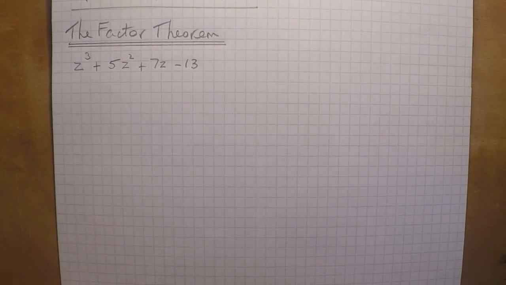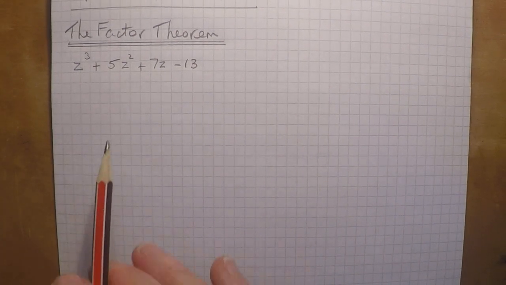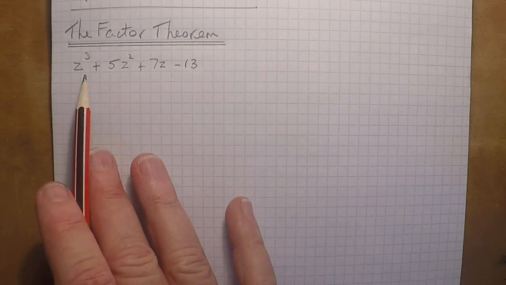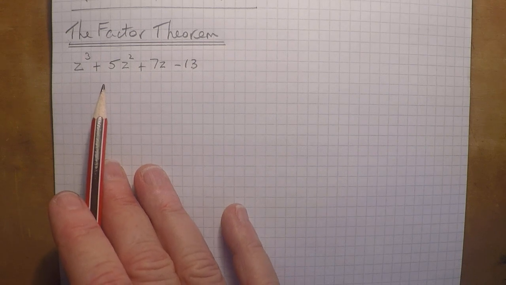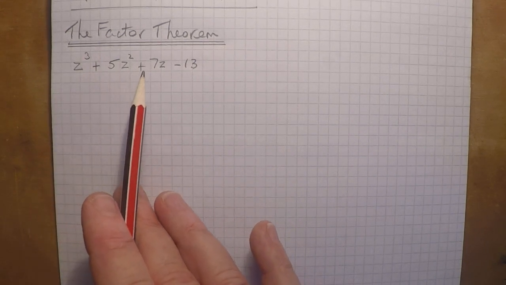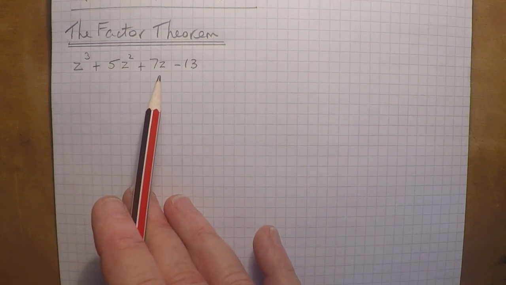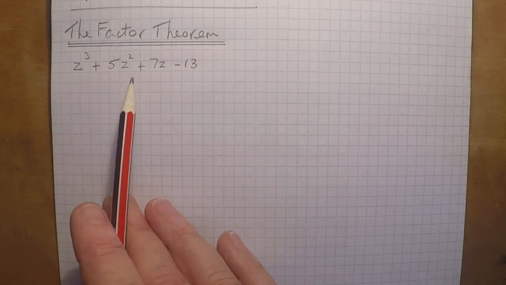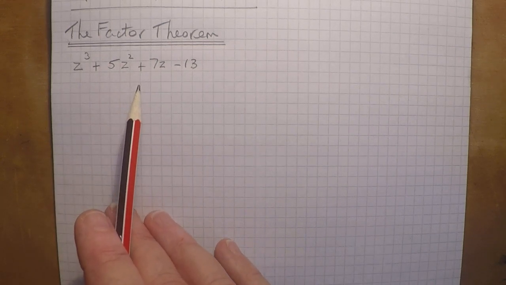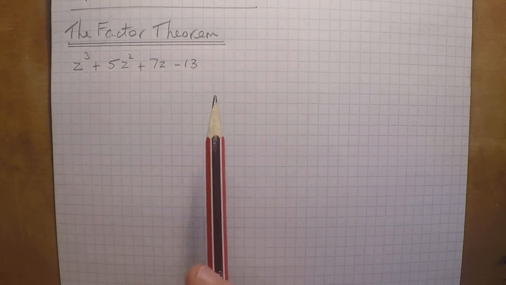In this video, we're going to see how to apply the factor theorem in order to begin the factorisation of this third degree polynomial. So the factor theorem states that if we can find a value for z that will make this equation equal to 0, then z minus that number is a factor of this polynomial. It's a bit of a mouthful, so let's see how that works.